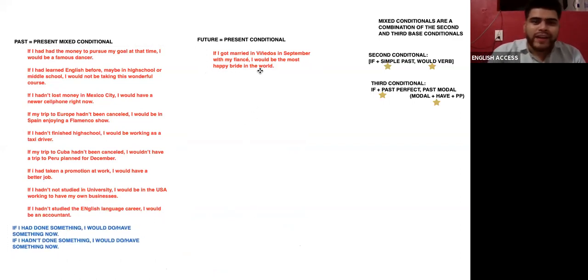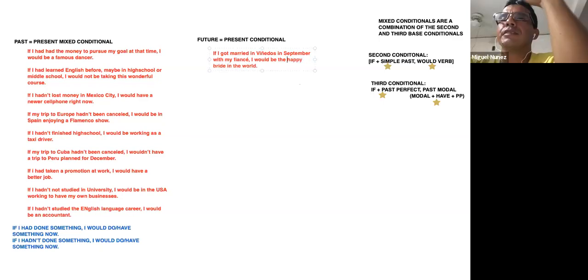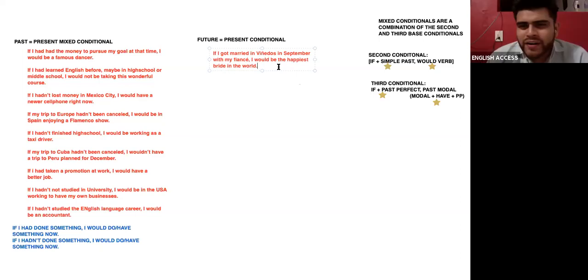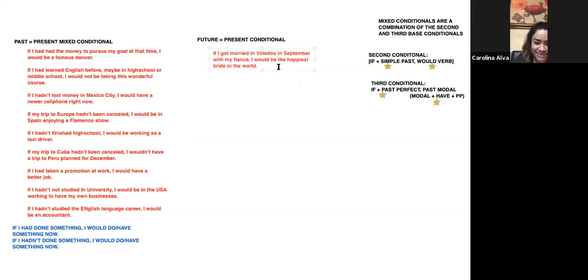If I got married in Viñedos in September with my fiance, I would be the most happy. Ooh, I made a mistake there. I would be the happiest. I would be the happiest bride in the world. Okay. Caroline, I think you said this. Are you married right now? No. So this is the future. Okay, great. It's perfect.